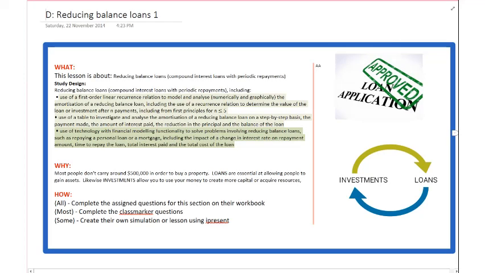Okay, so what we're looking at here is reducing balance loans. I'll be going through the theory here, and then over a number of different videos, I'll go through some worked examples. I'll go through a bunch in this video, then I'll make some more subsequent ones after that. Okay, so we're looking at, like I said, reducing balance loans, which are basically compound interest loans with periodic repayments.